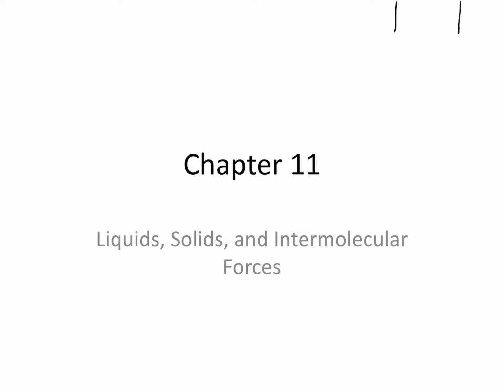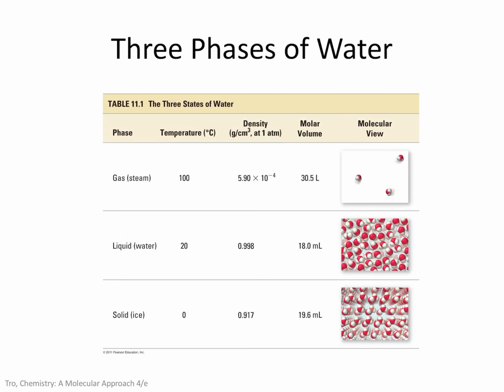So before we get into all the different types of intermolecular forces we have, let's go back to the 3 different phases. So we know we have gas, liquid, and solid. Now, those are all our states of matter, and what are the big differences between these? So if we look at the temperature, we know that the temperature in order to reach gas is 100 degrees Celsius for water. For liquid water, it's 20, and for solid ice, it's 0.